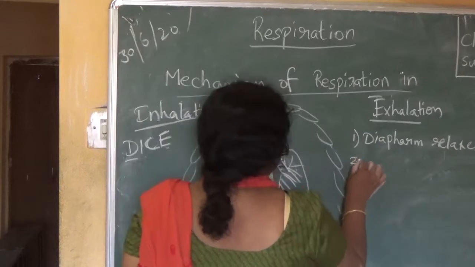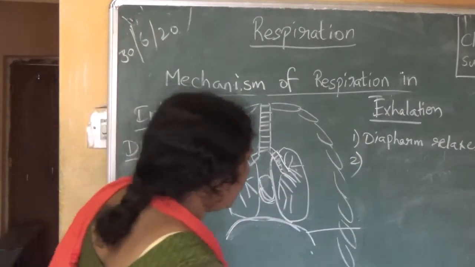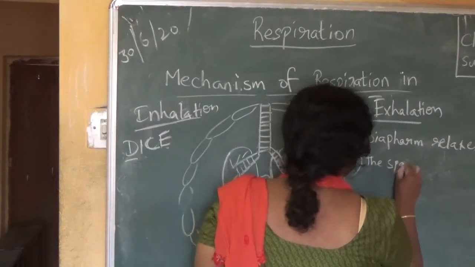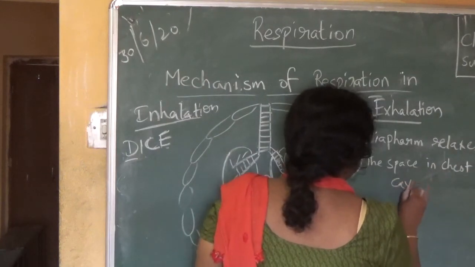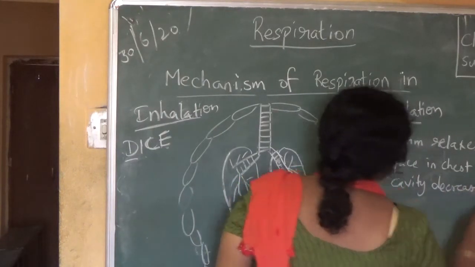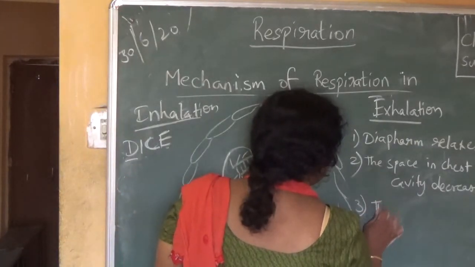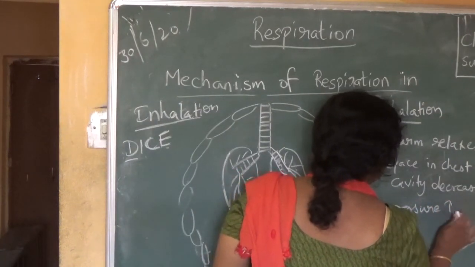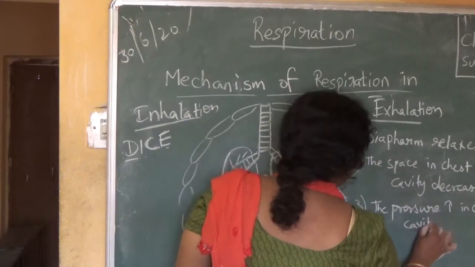Okay, diaphragm relaxes. So what happens? The space in the chest cavity decreases. So what happens to the pressure? The pressure increases in the chest cavity.